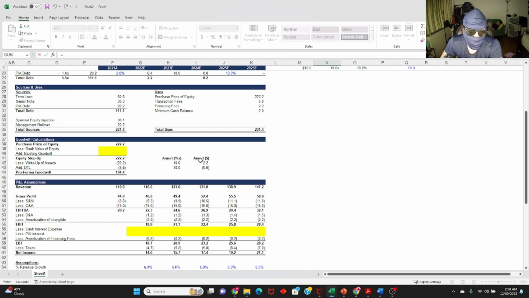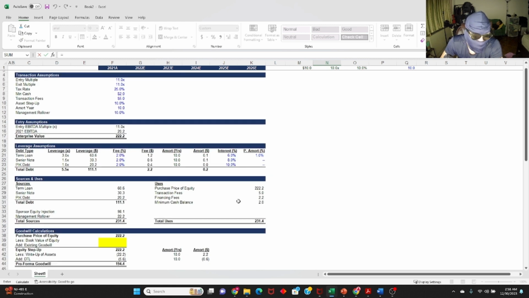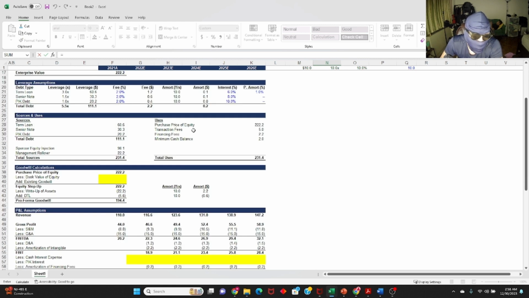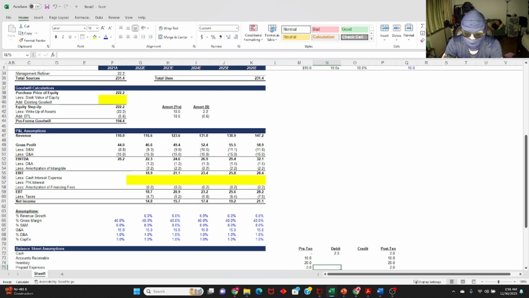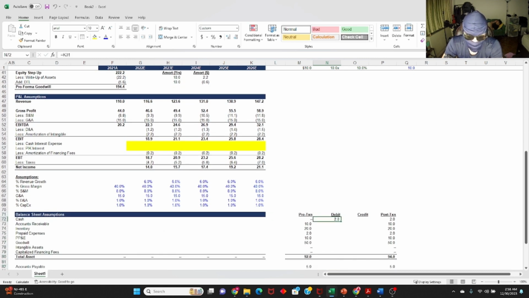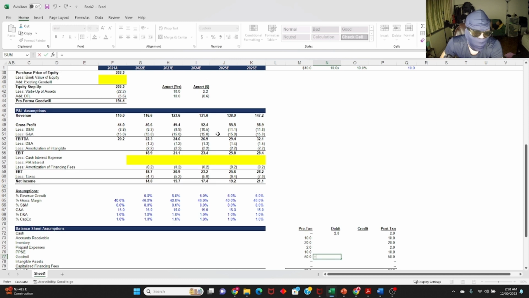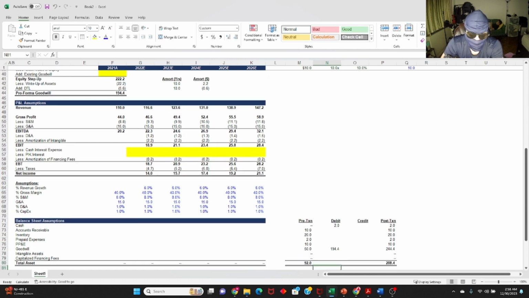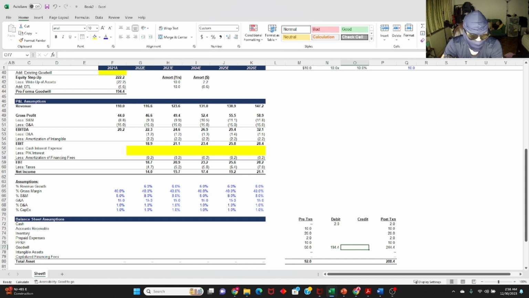We have our min cash balance, right, of 2. So we're going to link it to our uses. So it's going to be 2. Accounts receivable, there's no change, no change, no change. PP&E, no change. And our goodwill actually changes. So you have your pro forma goodwill figure right here, which is your 194. And then you're going to credit the existing goodwill. So you're going to wipe that out, and then replace it with your pro forma.